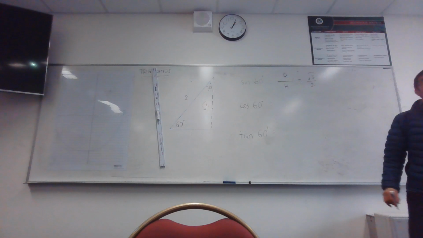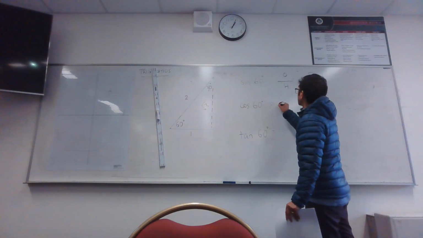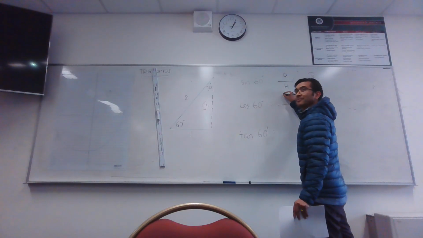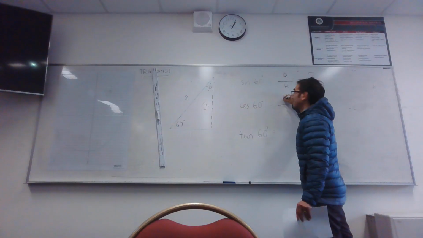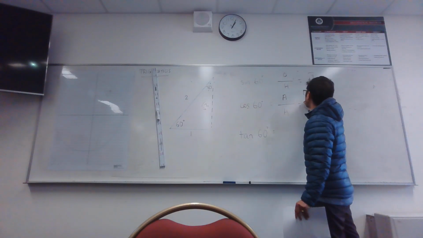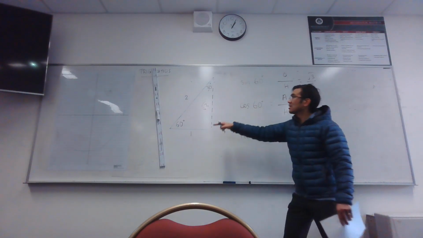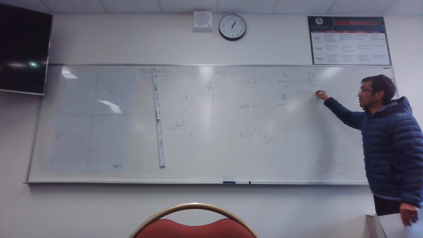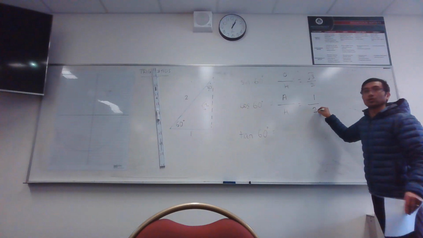Okay. Annie, cosine 60 is? So Gatoa? A over h. And A is what? What's A in here? From the 60? Square root of 3. Oh, no, 1. 1 over 2.